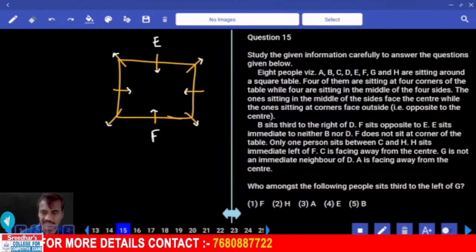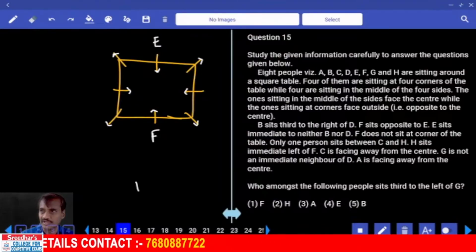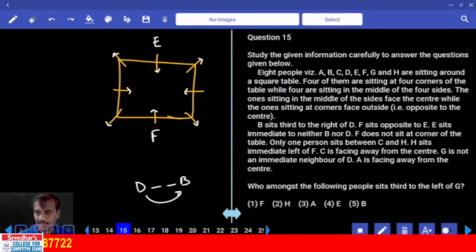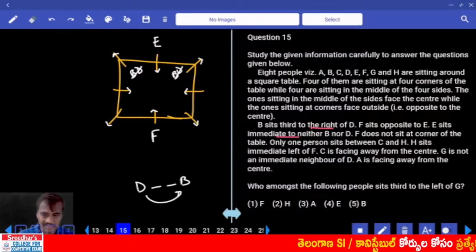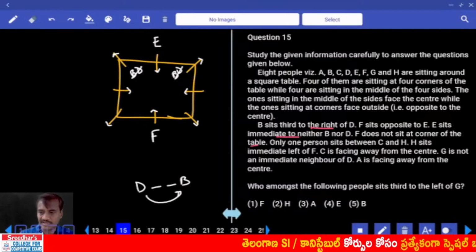And B sits out to the right of D. Now where is this B? B is seated out to the right of D. And F sits opposite E, and E sits immediate to neither B nor D. E is not adjacent to B and D. Here again E is not adjacent to B and D. And F is not at the corner.